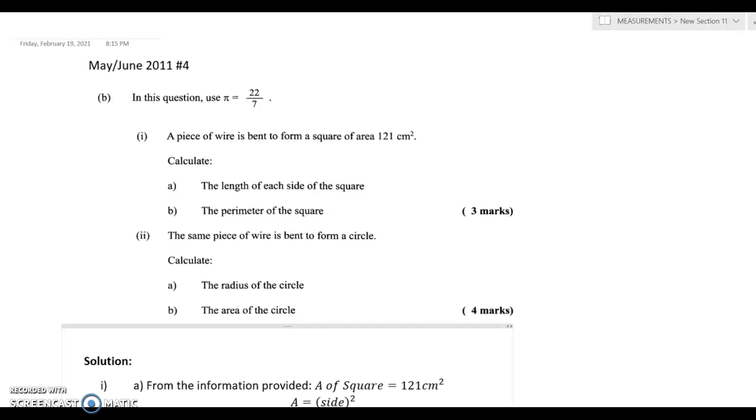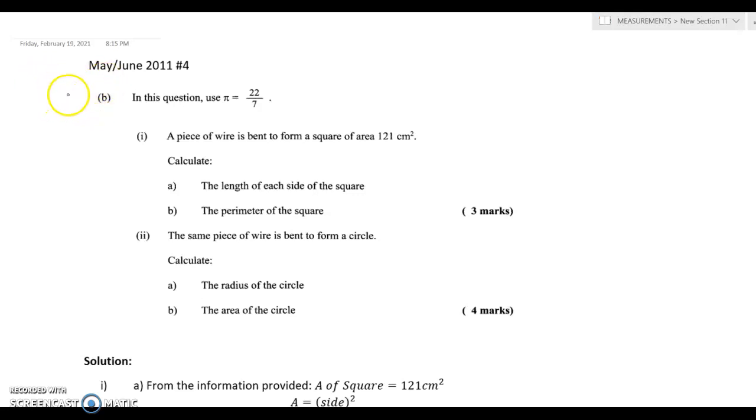Everyone, so now we're looking at some questions on measurements, particularly dealing with perimeter and areas. In our previous videos, we looked at perimeter of different shapes, arc length, circumference, all that is perimeter, and then we did area of different shapes and the formulae and so on. So let's look at this question here, May/June 2011, number 4.